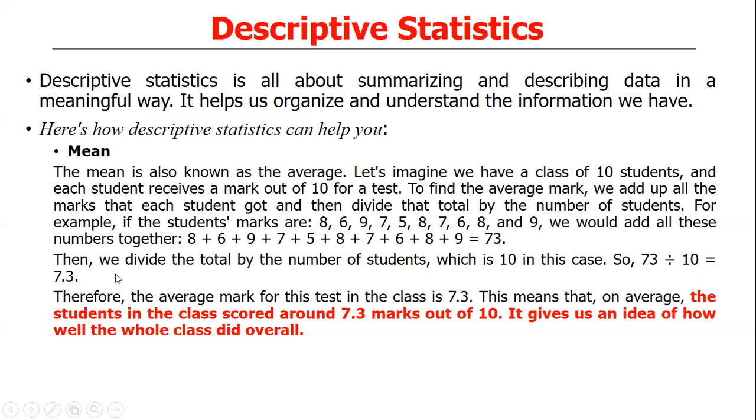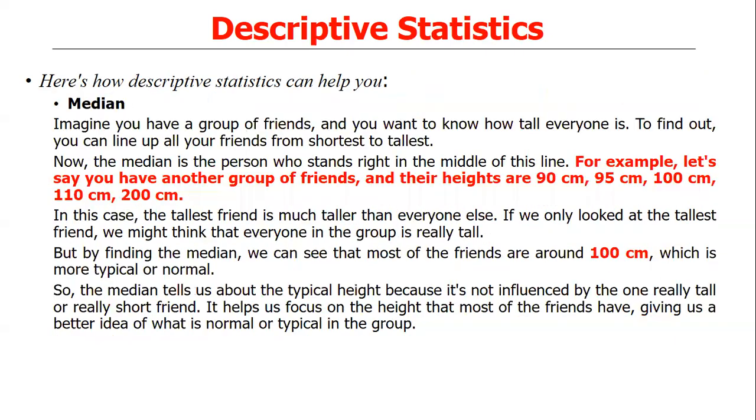Now, what is the interpretation of the mean? Therefore, the average mark for this test in the class is 7.3. And so it means what? This means that on average, the students in the class scored around 7.3 marks out of 10. That is the average mark. It gives us an idea of how well the whole class did overall. So averagely, a student scored what? 7.3. That is the interpretation of the mean. Move on to the next one.